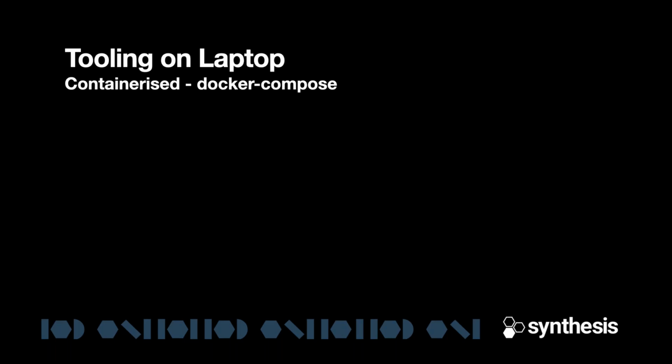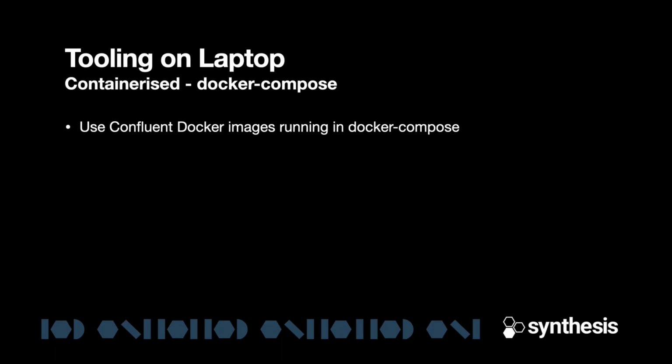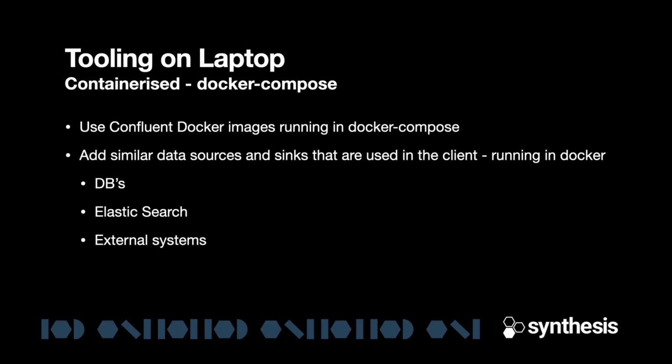Tooling on laptop. There are various images you want to put in there. Confluent has Docker images which run in Docker Compose, and these have different versions. You also want to add functionality associated with the data platforms the client uses, things like databases. Often in banking and fintech you have Oracle, MS SQL, and MySQL. You need to have those, and obviously that's all based on JDBC connectors and all those other sources.